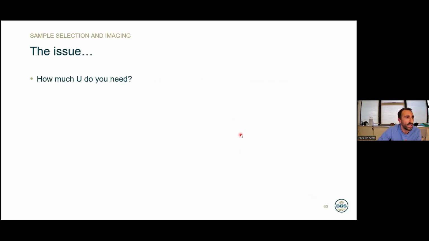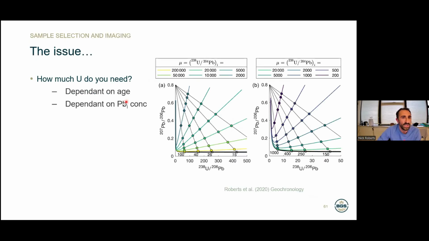Often people ask, how much uranium do you need? It's not a simple question to answer. It's a bit like asking how long a piece of string is. It depends on the age of the carbonate, and it depends on the amount of lead in that carbonate form.